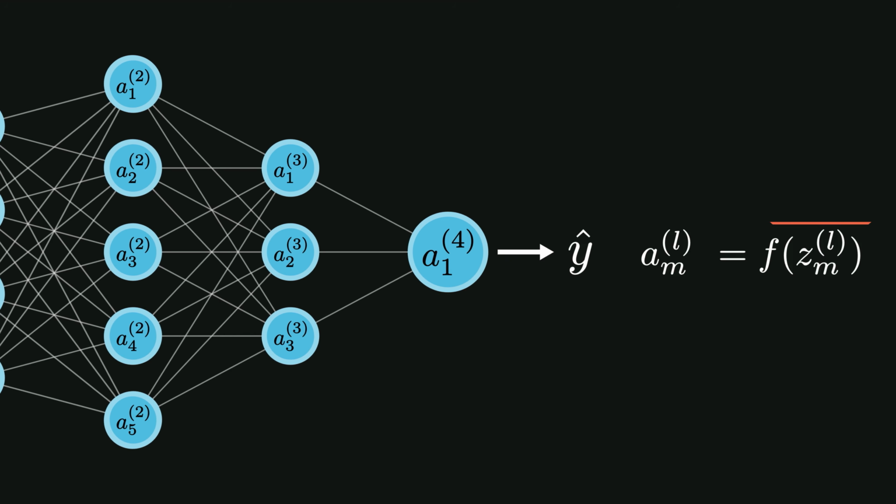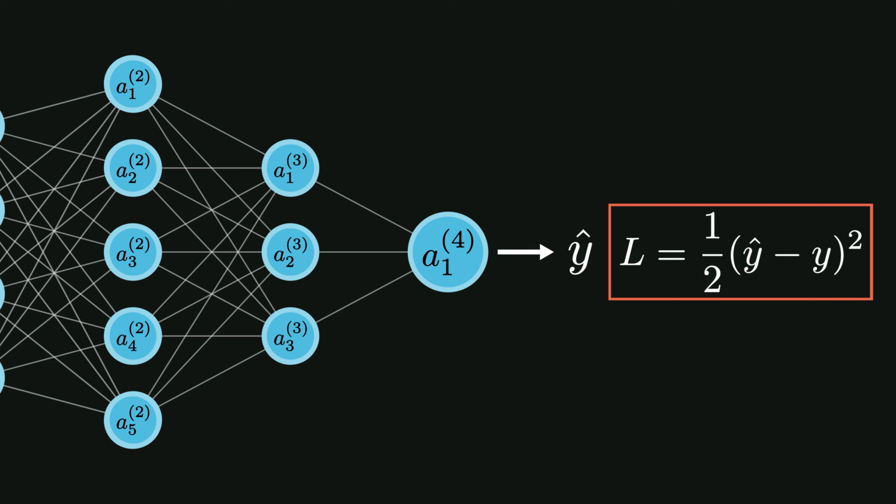Here, A is simply the activation of neuron M in the layer L. We are using this notation A for better consistency throughout the explanation.